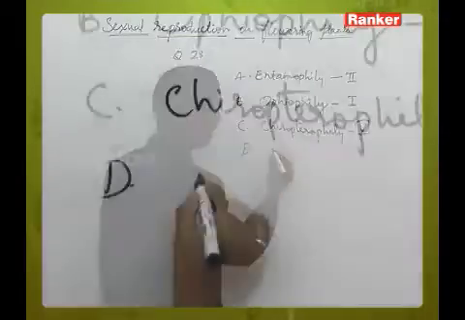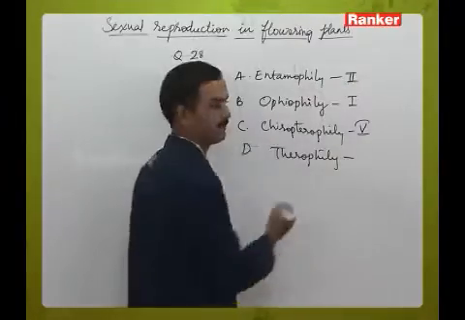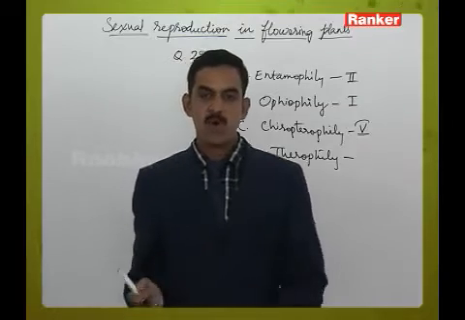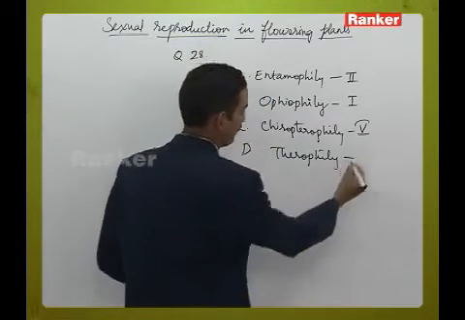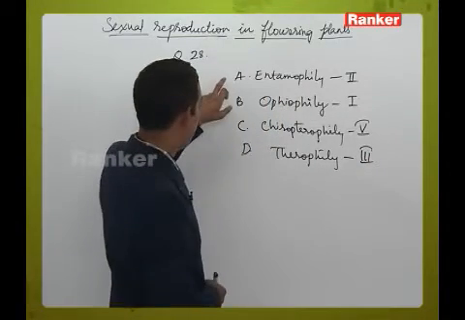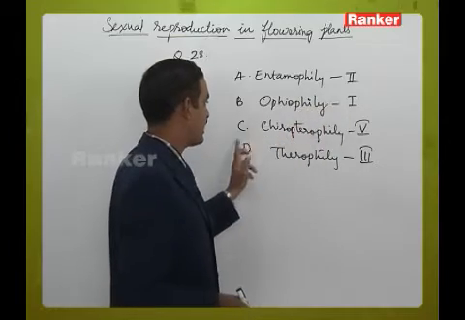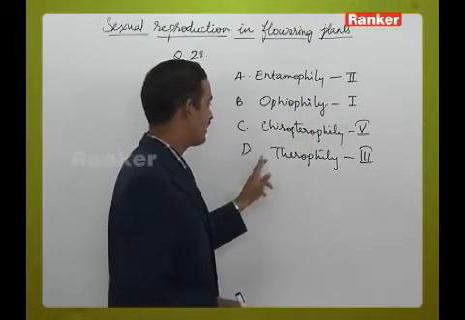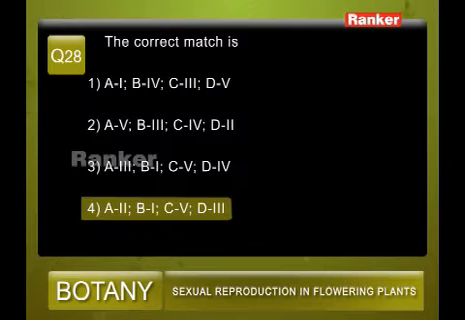Then D, therophily. Therophily means pollination with the help of squirrels. So from the given options, A, entomophily is 2, B, ophiophily is 1, C, caropterophily is 5, D, therophily is 3. Question number 28, the correct answer is 4.